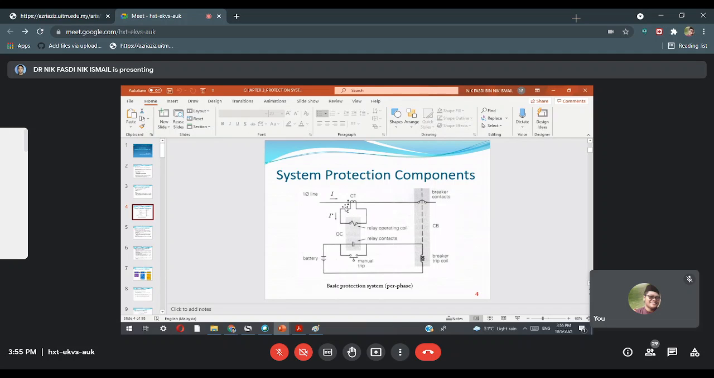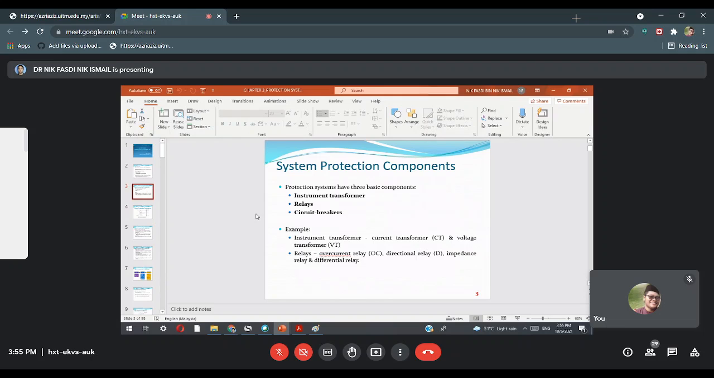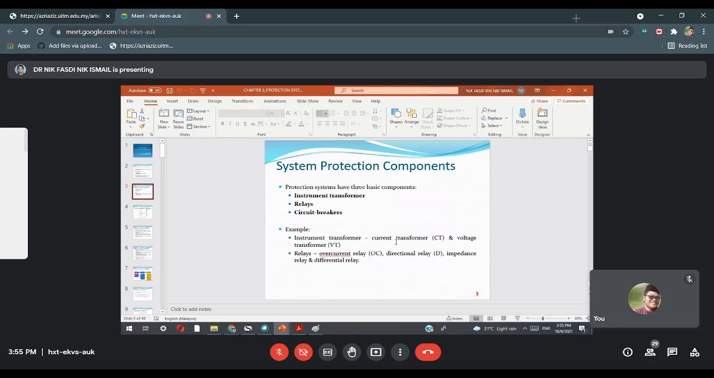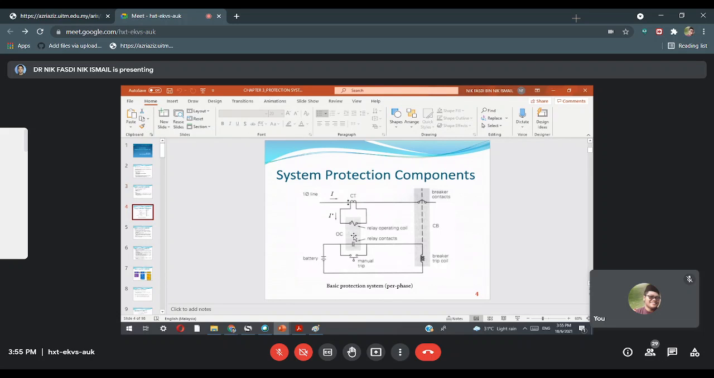So we have the combination of current transformer and relay, overcurrent relay. So relay kat sini, we have many types of relays. Kat sini contoh dia lah overcurrent relay, OC. Kita juga ada directional relay, D. Impedance relay. So semua dia kat sini.